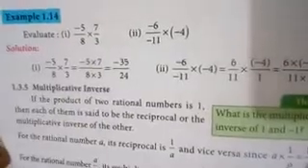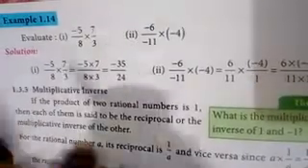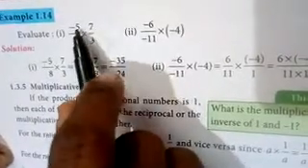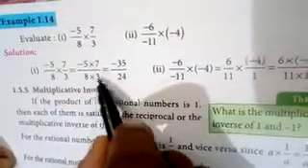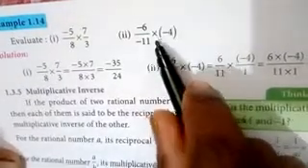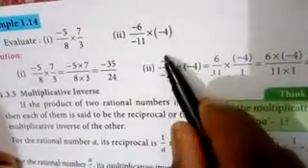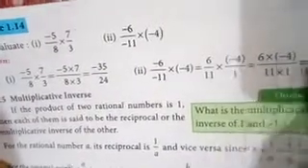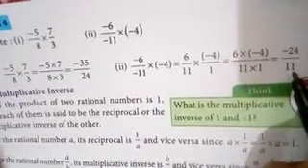Next, multiplication problem. For multiplication of rational numbers, you need not check the denominators. Just multiply numerator with numerator, denominator with denominator. So 5 sevens are 35, minus into plus is minus; 8 threes are 24, plus into plus is plus. Minus 35 by 24. Next problem, minus 6 by minus 11 into minus 4. Minus 6 by minus 11, minus by minus is plus. So this is written as 6 by 11 into minus 4. 6 fours are 24, minus is there, minus 24. So 11 into 1, 11. Answer: minus 24 by 11.